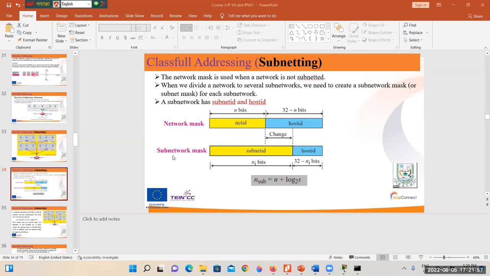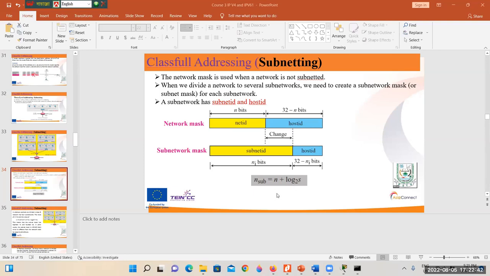What's the equation? For the subnetwork mask, with subnet ID and host ID, we need to change some host ID bits, adding them to the net ID, and we will get the new subnet ID, which is called the subnetwork mask. In that case, we need to use the equation n_subnet equals n plus log2 s.